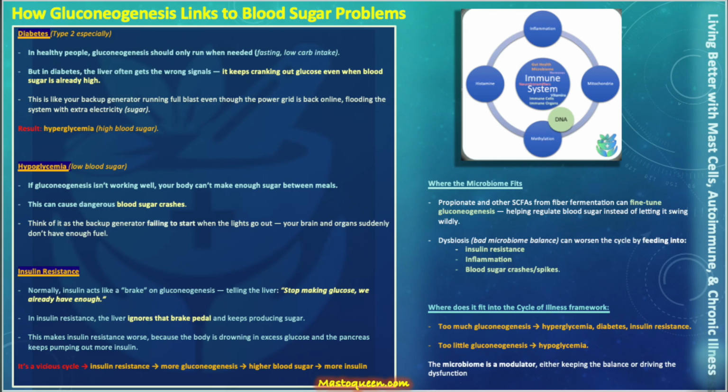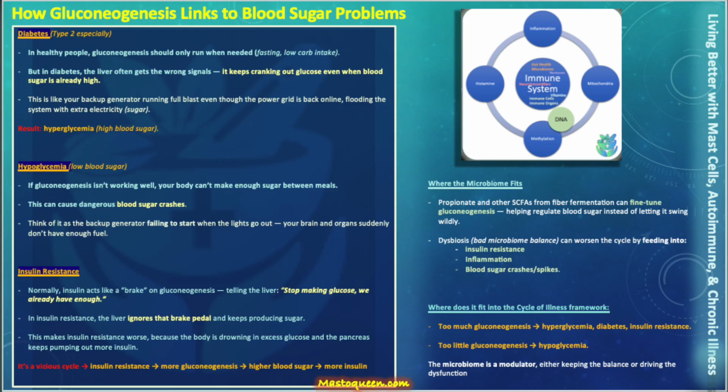As we've already hinted, gluconeogenesis links to blood sugar problems. In healthy people, gluconeogenesis, which is the process of making new glucose or sugar, only runs when needed, such as during fasting or low carb intake or when you're sick. But in diabetes, the liver often gets the wrong signals. It keeps cranking out glucose even when the blood sugar is already high. This is like a backup generator running full blast even though the power grid is already restored, flooding the system with extra electricity, or in this case, sugar. The result is hyperglycemia or high blood sugar.